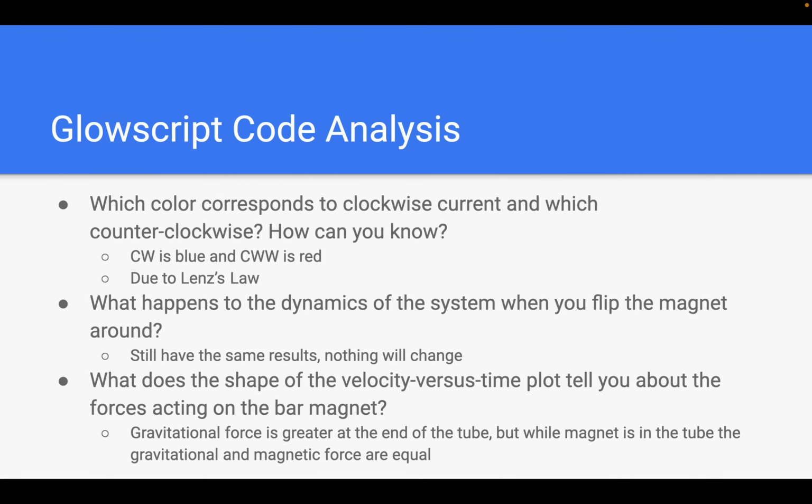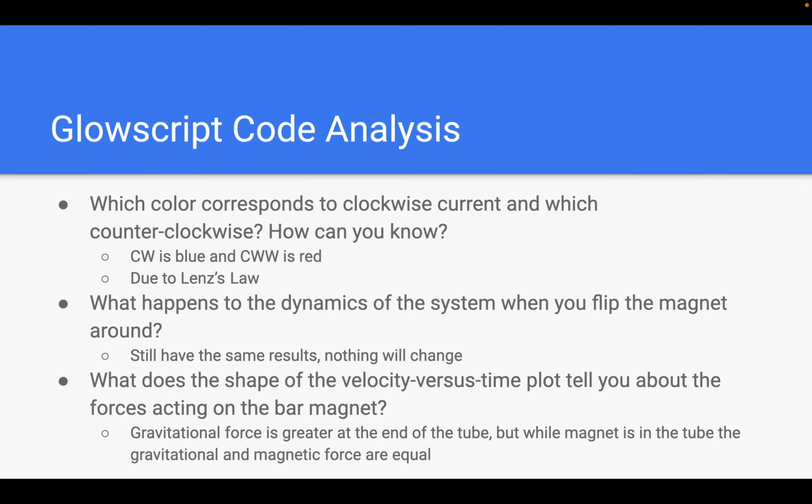Okay, so for the computational analysis, which color corresponds to clockwise current, which counterclockwise, and how can I know? I can tell that clockwise is going to be blue and counterclockwise is going to be red, due to Lenz's law. And then what happens to the dynamics of the system when you flip the magnet around? We're still going to have the same results. Nothing's going to change at all.